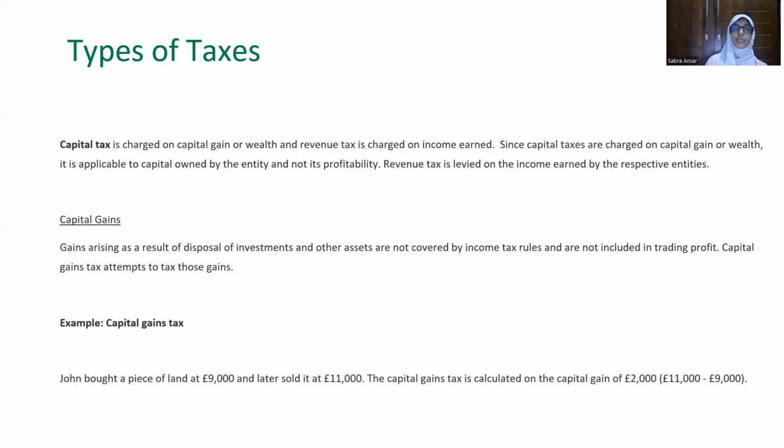So basically, when it comes to capital, it would be on the capital gain, as I explained to you, and not on profitability. And when it comes to revenue tax, it will obviously be on the profit as well. When it comes to capital gains, the gains arising as a result of disposal of an investment and other assets are not covered by income tax rules and are not included in trading profit, and capital gains tax attempts to tax those gains.